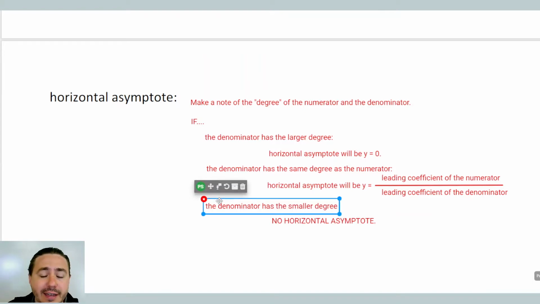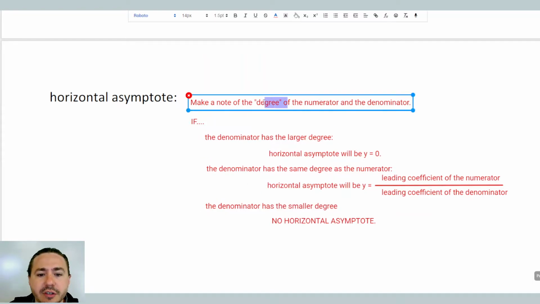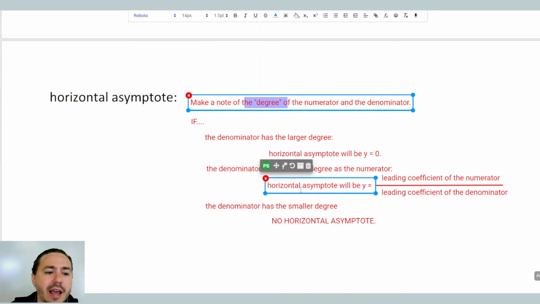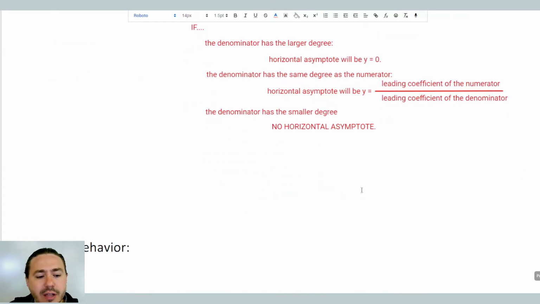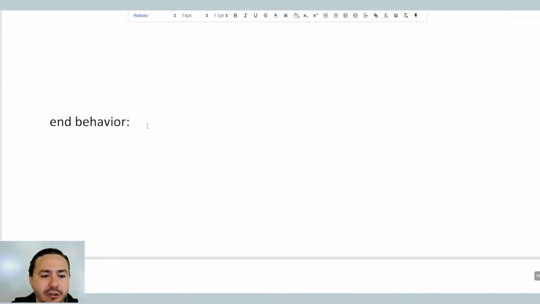All right, so that's it. Depending on what's going on with the degrees of the numerator and the denominator, we can decide what the horizontal asymptote is going to be. And so we'll have to make that decision as we find horizontal asymptotes of these functions. So before we get into the examples, one last thing here is the horizontal asymptote is going to determine the end behavior of the rational function.